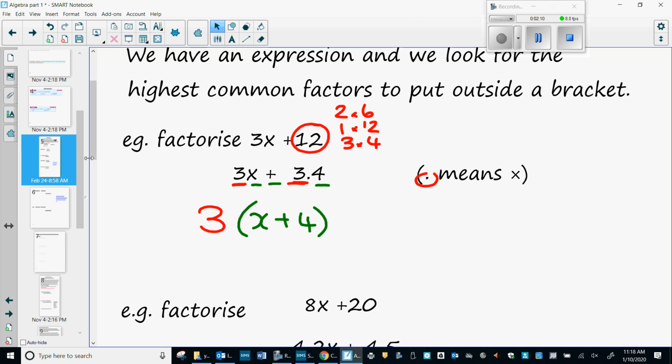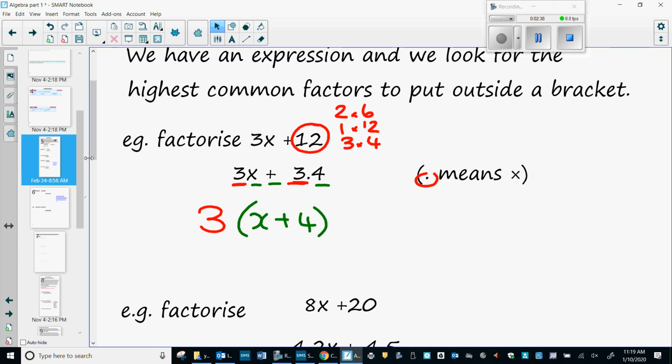Now, you might be thinking, wow, that was a really long process. I don't need to do all of that to be able to see that 3 is common. Whichever method you use, I am totally fine with. I'm not expecting you to always rewrite the question like this, but you need to make sure you're getting the correct answer every time.